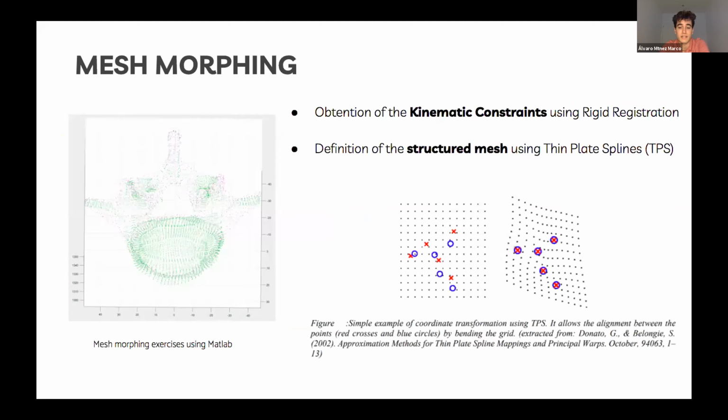After this, we applied a step of mesh morphing. First, we performed rigid registration in order to find a rotation matrix that found the relation between each of the vertebrae in the configurations of 49 degrees and 69 degrees. Then we computed a rotation field, which served as the kinematic constraint for our model. And finally, with the thin plate splines technique, we developed the spine structural meshes.